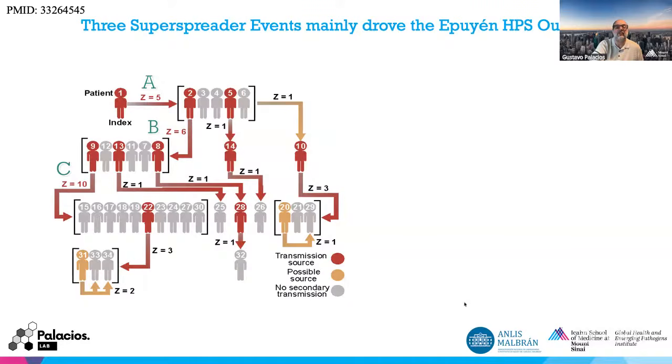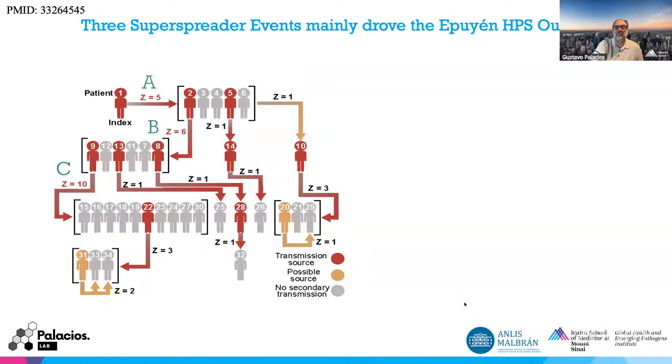Those were, first, a birthday party where patient 1 essentially passed the virus to 5 individuals. Then one of those individuals was patient 2, who was visited by several people while sick and staying in her household, and 6 of them were infected. Then, in the wake of patient 2, one of those patients, patient 9, also transmitted the disease to another 10 patients.